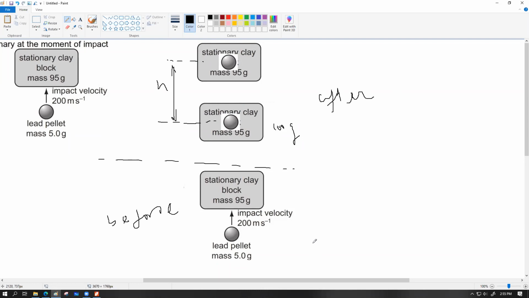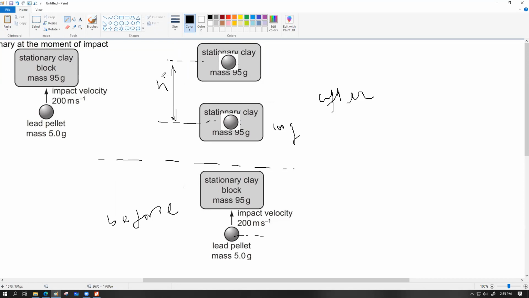What I'm trying to show you, I'll describe what I just did. Before the collision or before the merging, the lead pellet with mass 5 gram comes in and impacts with the stationary block at 200 meter per second, which brings in some kinetic energy to the system. This was the object which brings in the kinetic energy. After the collision, that combined mass becomes 100 gram. And let's say this combined object is going to rise up by a maximum height of h, because this thing is going to push this object upwards.